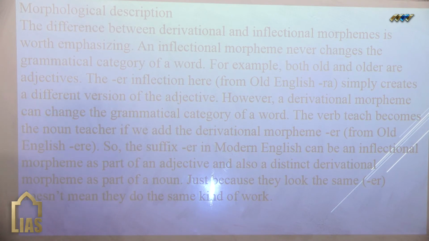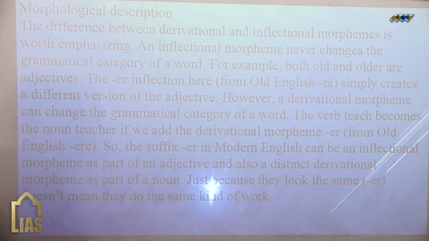Morphological description. Let us talk about morphology. The difference between derivational and inflectional morphemes is worth emphasizing. So here we have the derivational and the inflectional. With the inflectional, we do not change the root or the word, but in derivational we end up with a different word in English.